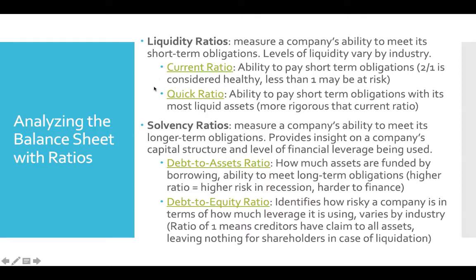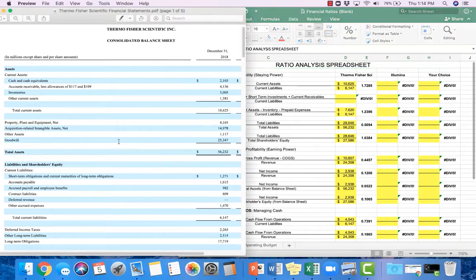The two ratios here are the current ratio and the quick ratio. The current ratio is a company's ability to pay its short-term obligations. Note that a 2-to-1 ratio is considered healthy, while less than 1 may be at risk. The quick ratio shows the ability to pay short-term obligations with its most liquid assets, so it's more rigorous than the current ratio.